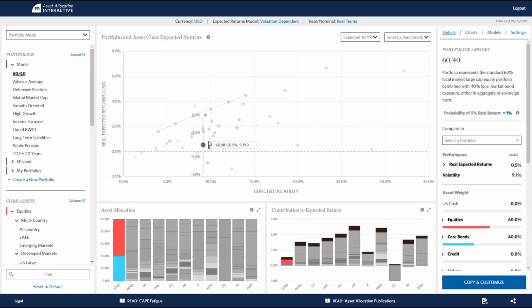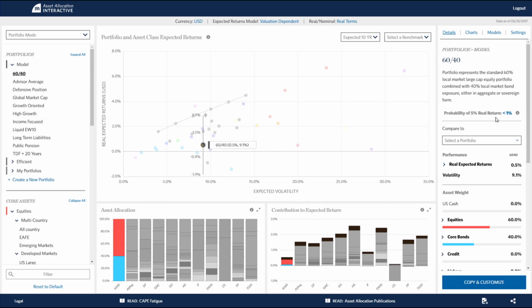Yeah, let me just go ahead and click here on the 60-40 portfolio, and when I do that, we'll see this line appear, and the line is the distribution around the point estimate of 0.5% expected return annually for the next 10 years. You asked about the probability of 5% real, and if I come over here in the right rail, which, as I mentioned earlier, is where we get our additional information, we estimate that the probability of annual 5% real return for the 60-40 portfolio is less than 1%.